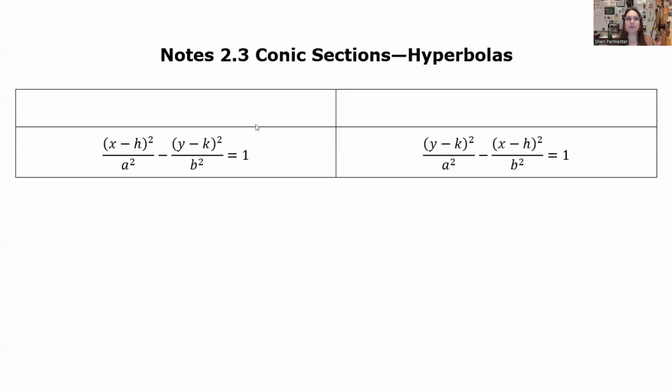First, we're going to label the different forms of conic sections. We have this one and we have this one. They look very similar. Do you see the only difference? The X and the Y are switched, and that helps determine what type of hyperbola you are dealing with.